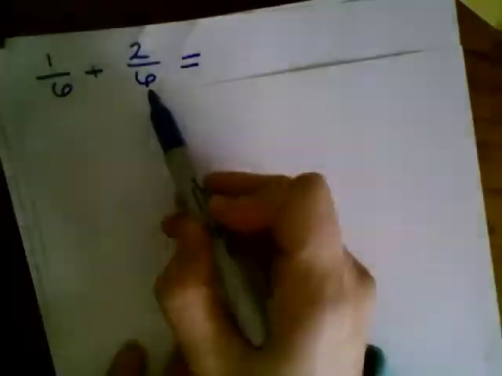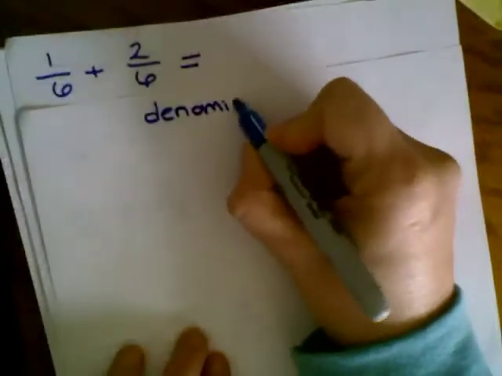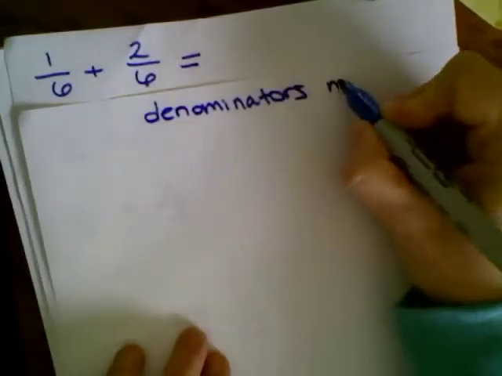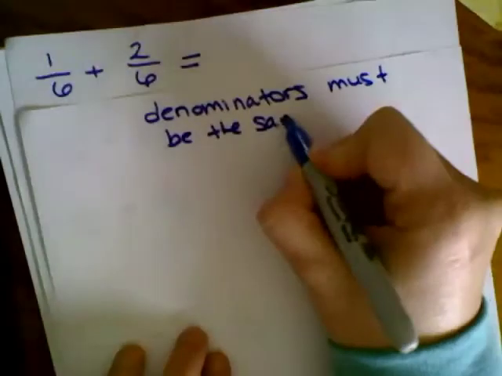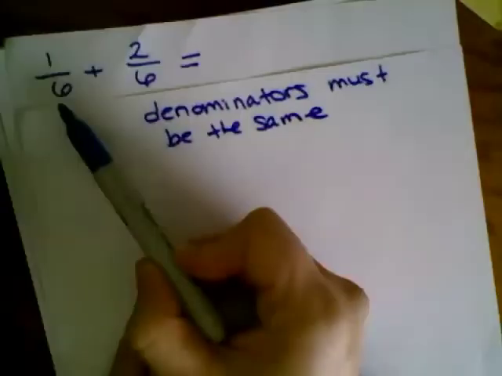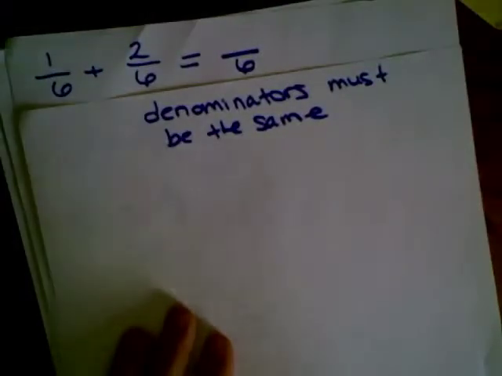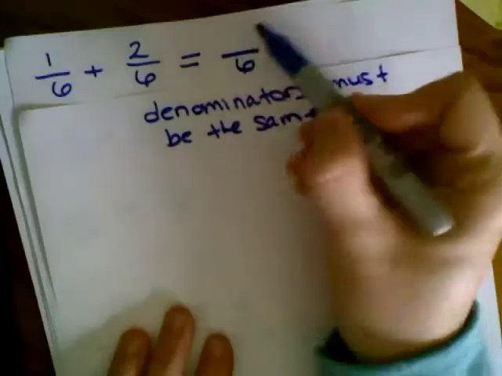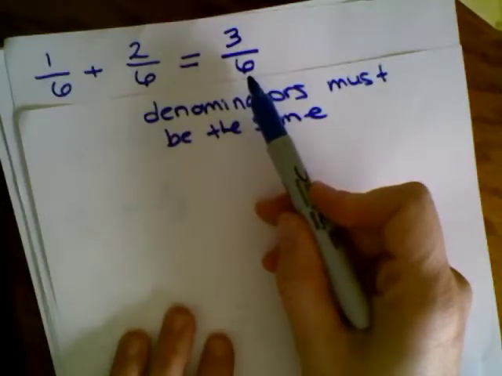When we add 1/6 plus 2/6, the problem is written in such a way that we can go ahead and add. We have a common denominator, the bottom number, the denominator. And having a common denominator means denominators must be the same. So if the denominators are already the same, we keep the denominator in our answer. We add the numerators. 1 plus 2 is 3. 3/6 is a correct answer.